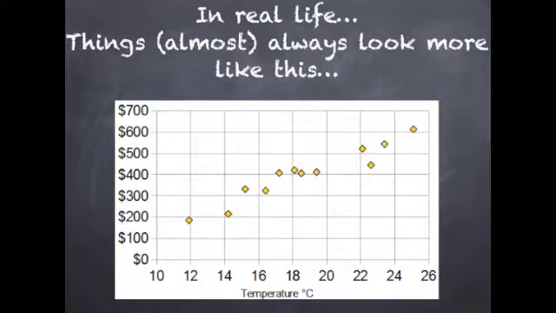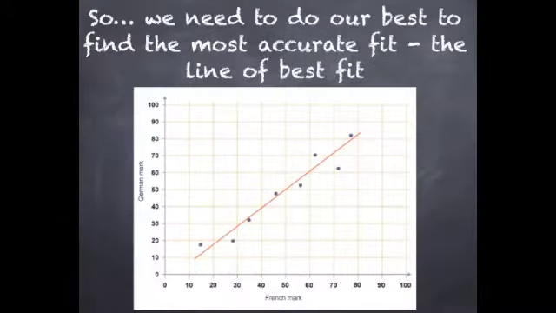No, real life is more like this. The data tends to be a little bit off here and there and a little bit scattered. So what do we do? We need to find the best possible fit. We have to find what we call the line of best fit.